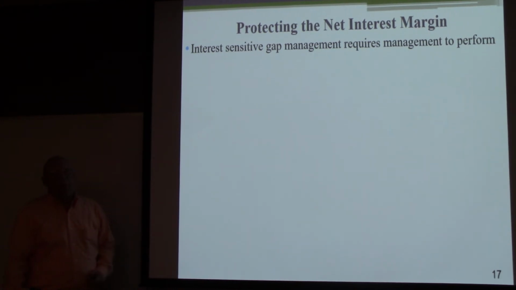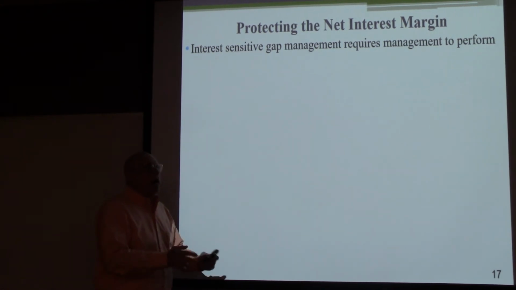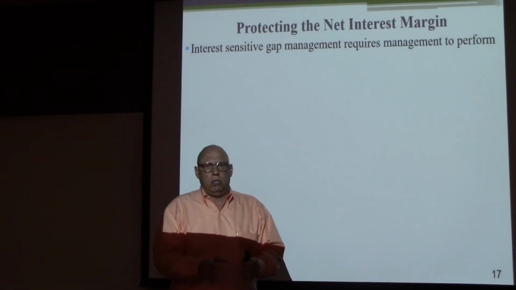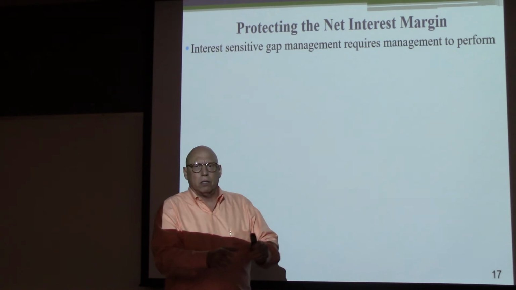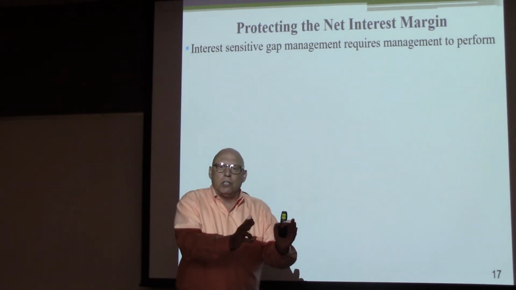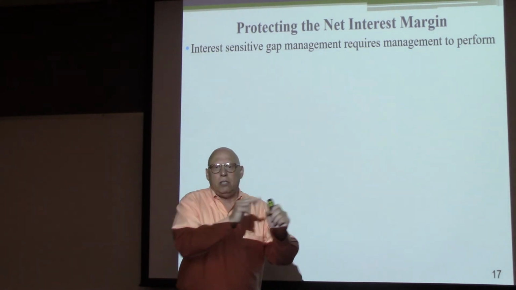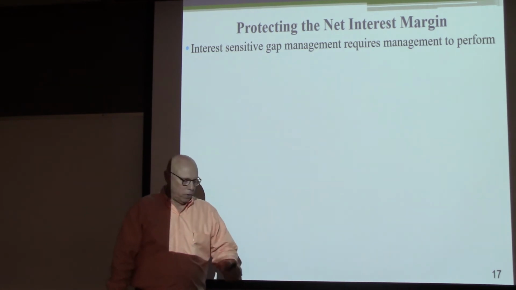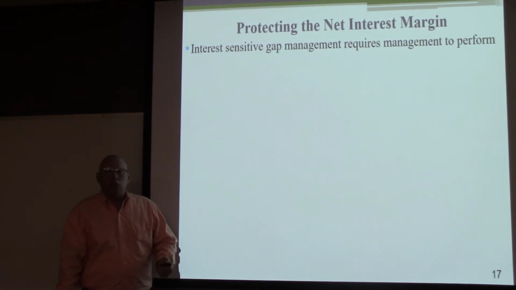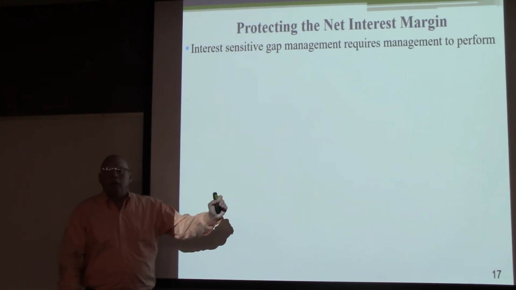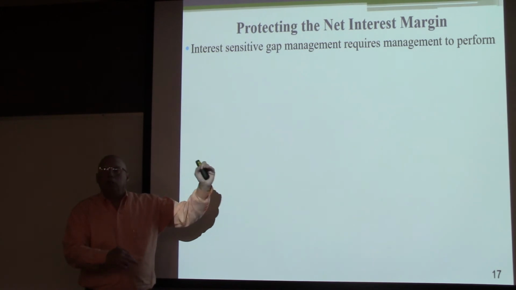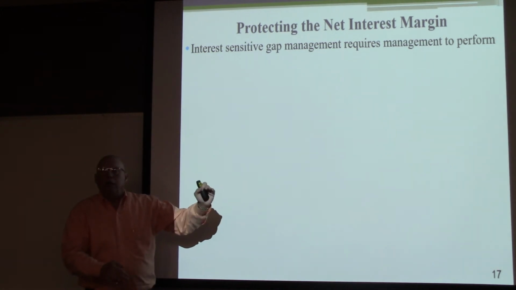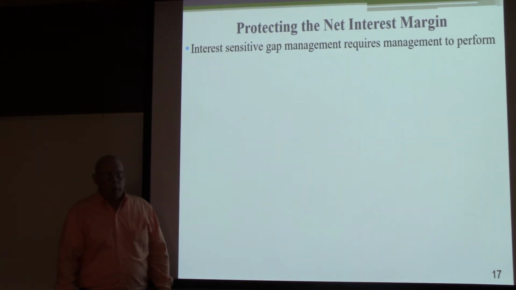Managing the gap. If you have the same dollar amount invested in floating rate assets and in floating rate liabilities, then your margin will not change. All right? But if there's a discrepancy, if you have more floating rate assets than floating rate liabilities and interest rates go up, then your margin will improve. If interest rates go down, your margins will deteriorate.